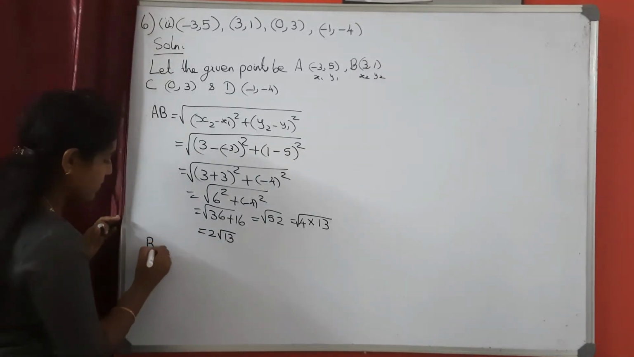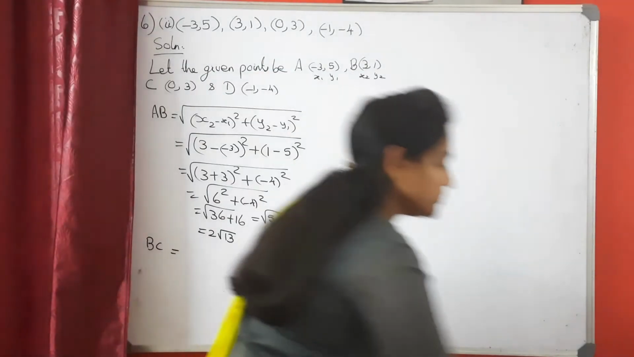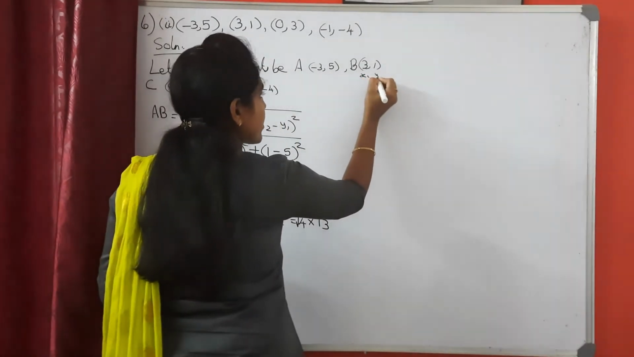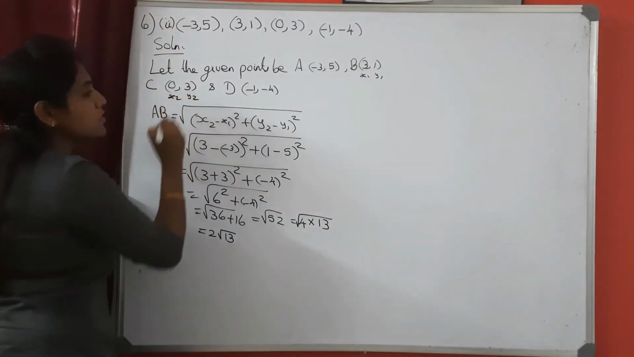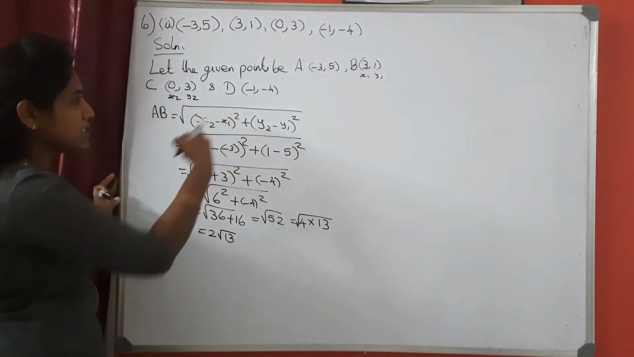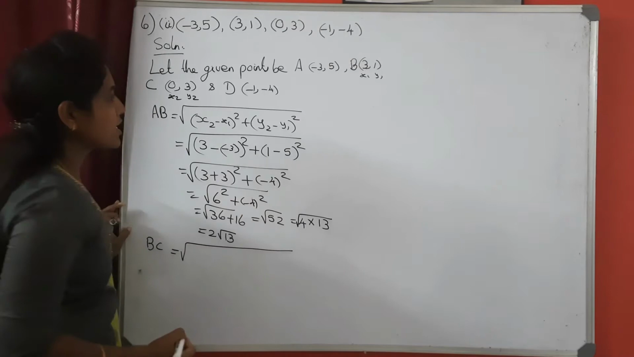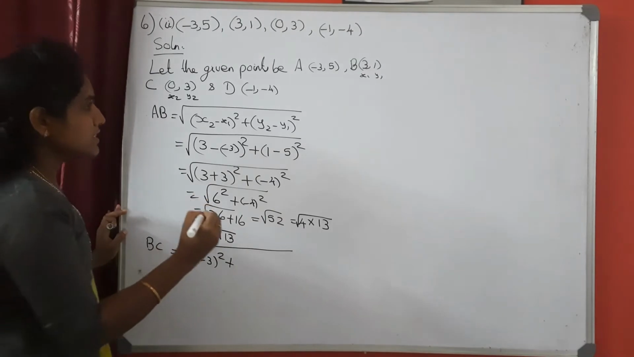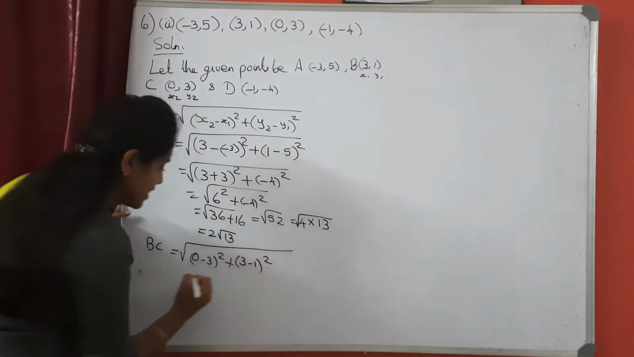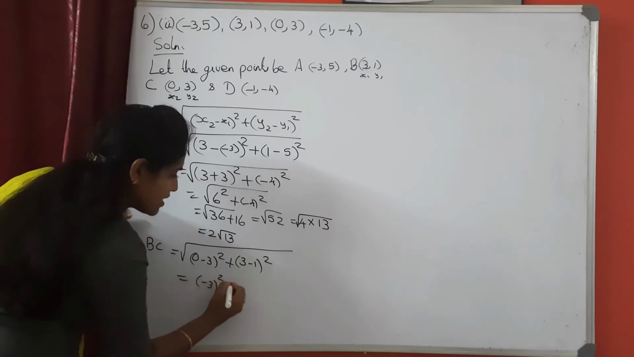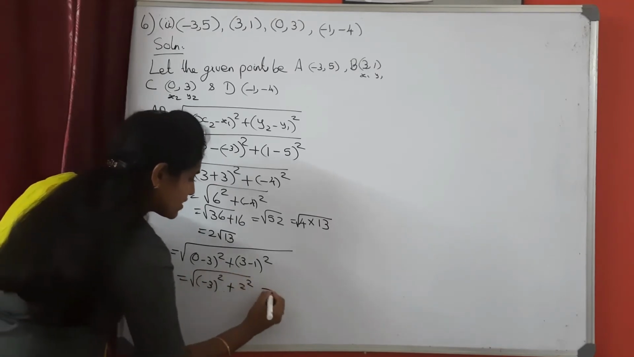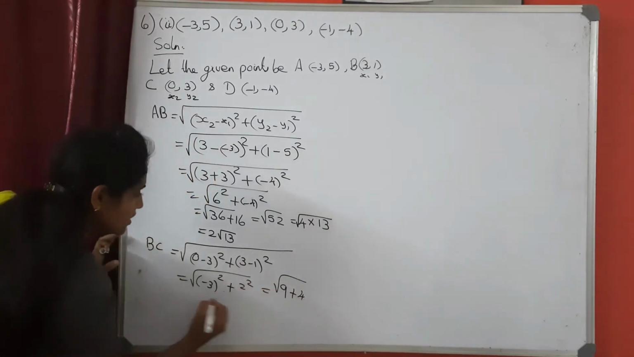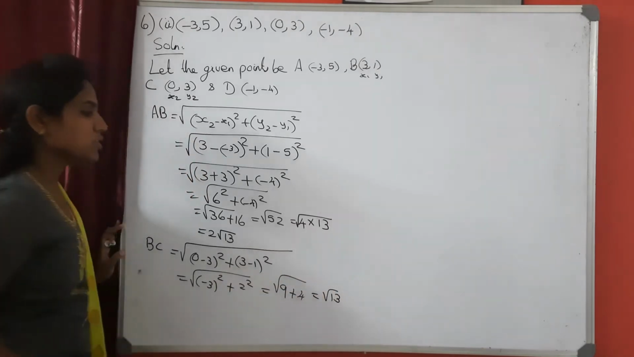Next we need to find the BC. BC equal to, now here x1 y1 and this is x2 y2 value. Apply the values in the distance formula. Root of x2 minus x1, so 0 minus 3 the whole square plus 3 minus 1 the whole square equal to minus 3 square plus 2 square, equal to 9 plus 4, equal to root 13.